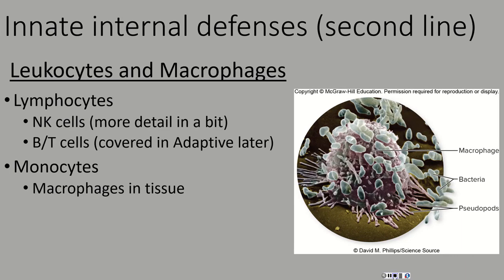Lymphocytes. Now, in this chapter, we're going to see that there's various different types of lymphocytes. We're going to talk about something called NK cells, or natural killer cells, here in just a little bit. But in the next 2 lectures, we're going to talk about B cells and T cells, which you may have heard of before. These are actually part of your adaptive immune system, so we will not talk about those today.